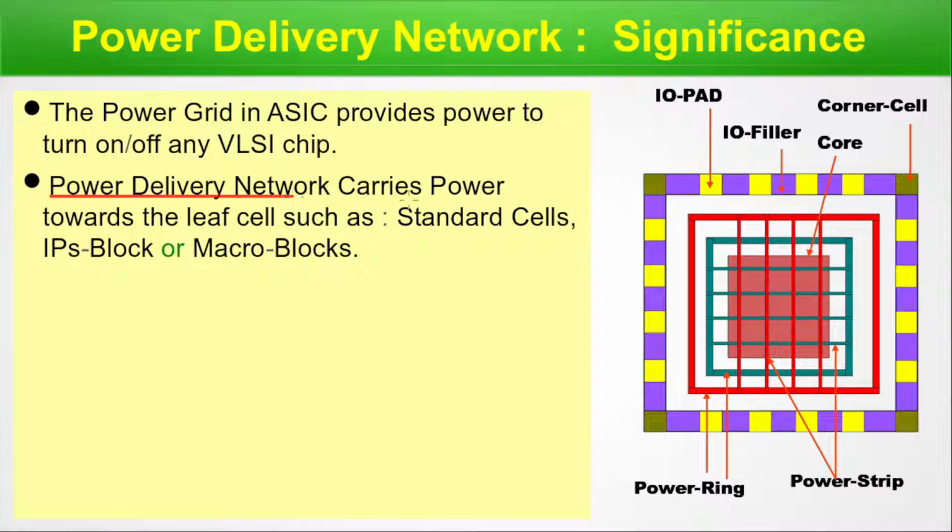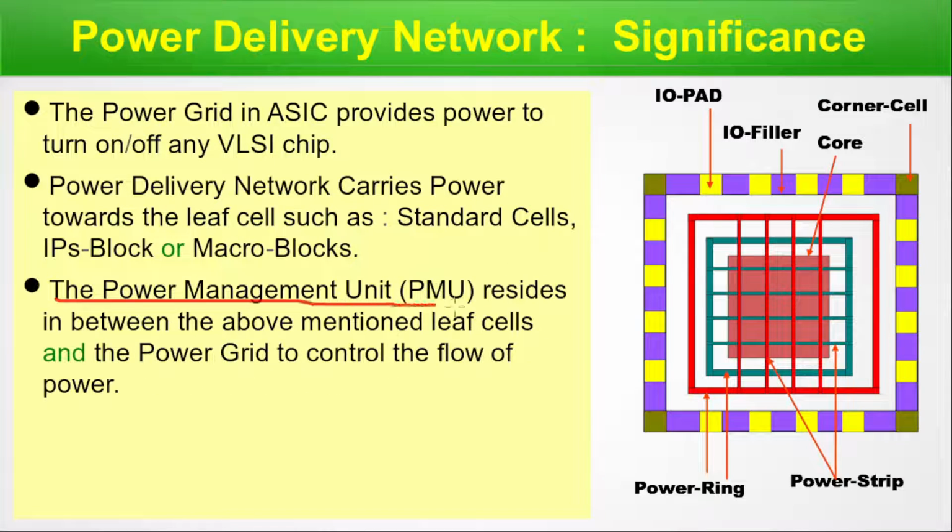Power delivery network carries power towards the leaf cell such as standard cell, IP blocks or macro blocks. So you can see these power strips gets further subdivided into power strips. Power rings are subdivided into power strips and those carry the power up to the leaf cells, which may be standard cells, which may be IP blocks, which may be macro blocks.